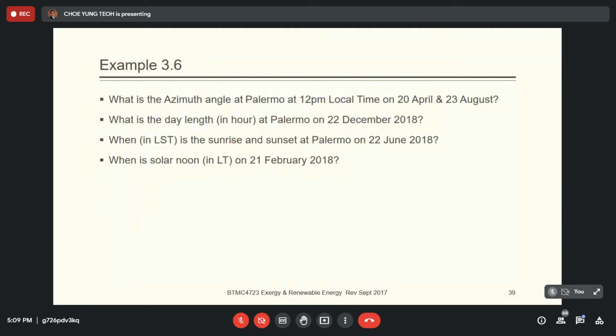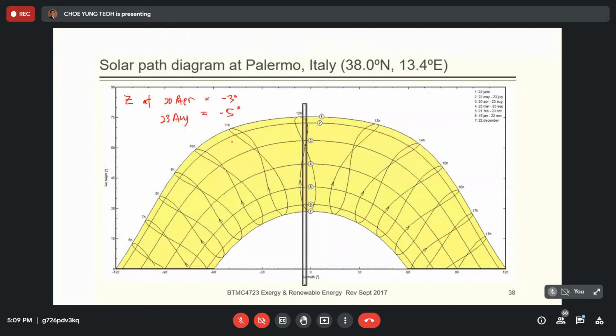Okay, let's look at the second one. What is the day length in hours on 22nd of December? Day length, 22nd of December. So first, we determine which line to use. As the question asks for 22nd of December, definitely it is line 7.